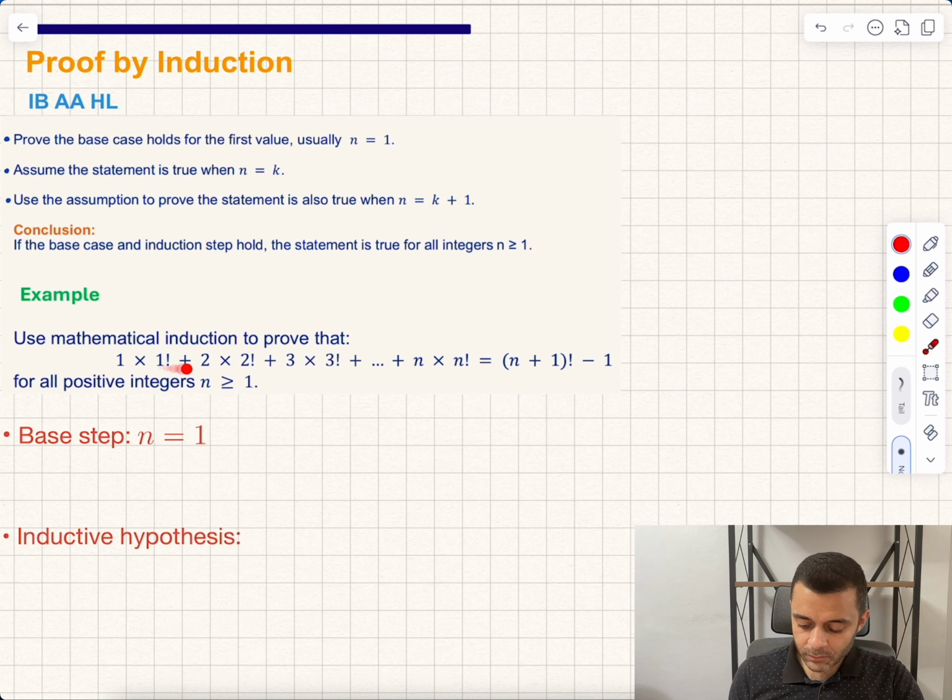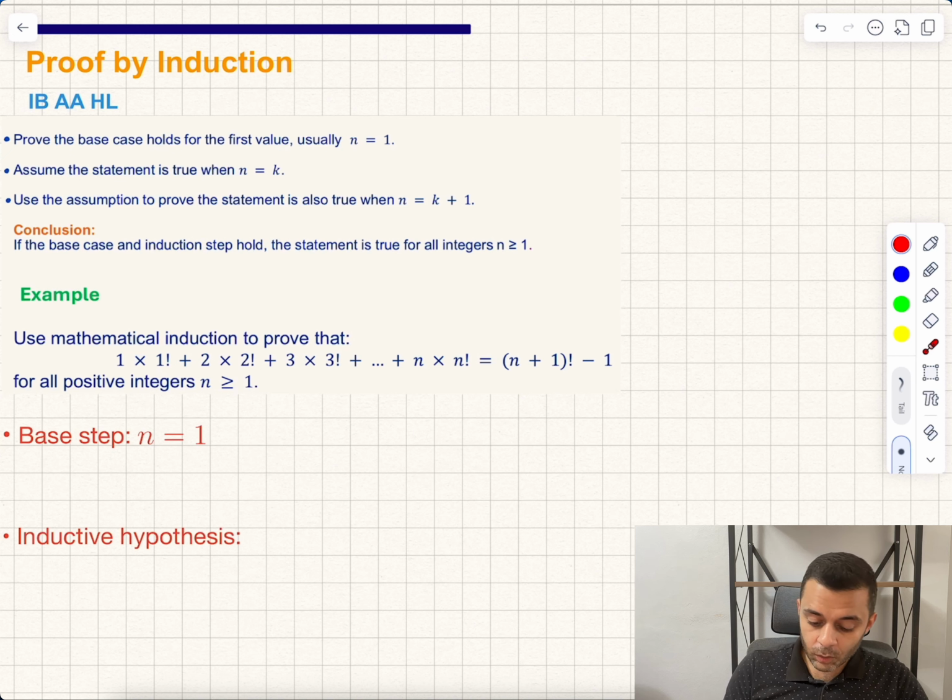Here we need to prove this statement by induction. Here we have the factorial notation. Remember, we made a video about it. Like here we have 3 factorial. Previously, we said that, for example, 5 factorial is 5 times 4 times 3 times 2 times 1. We start from the number, then go down to 1. Here we need to prove it for values of n bigger than or equal to 1.